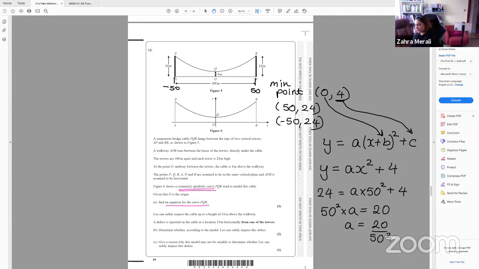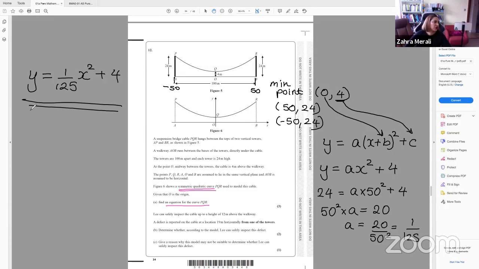Right. So when you put that in your calculator, you should get 1 over 125, I think. But this time in the morning, I don't trust my mental arithmetic. So you've got 20 over 50 squared, and you get 1 over 125. So your final answer for part A, your equation would be y equals 1 over 125 x squared plus 4. And you've completed that first part of an A-level question.